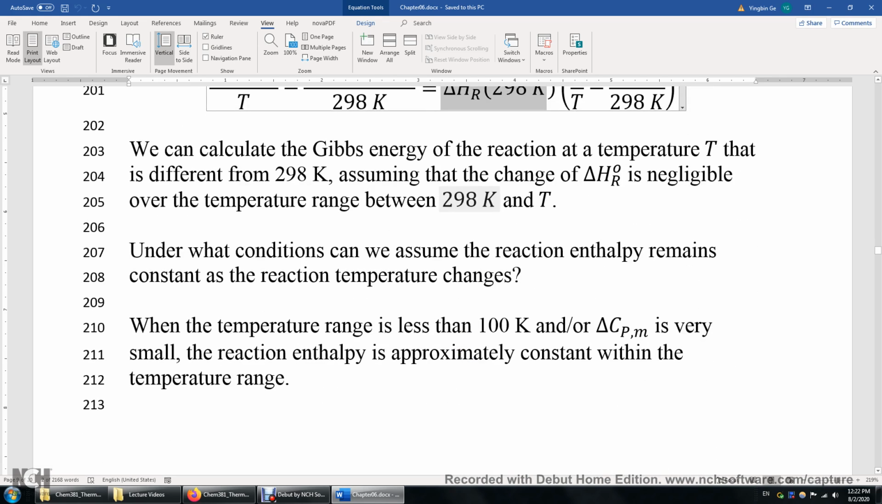Even in some other cases where the delta Cpm value is fairly large, if the temperature range is small, we can still assume the enthalpy of reaction remains roughly constant within that small temperature range.